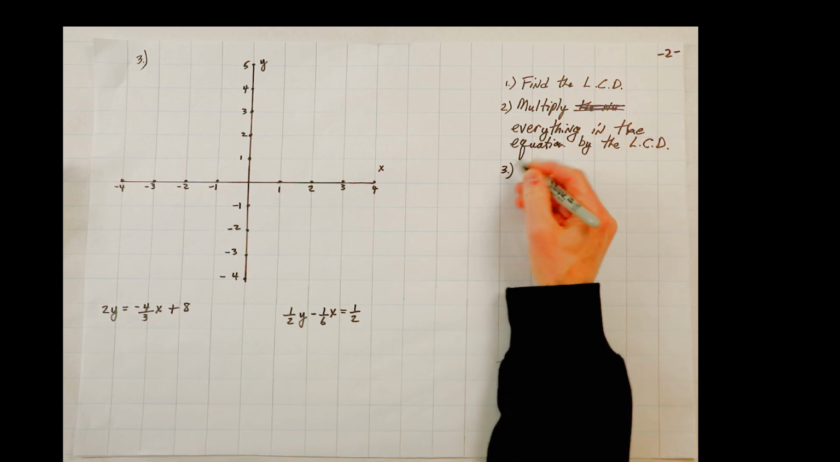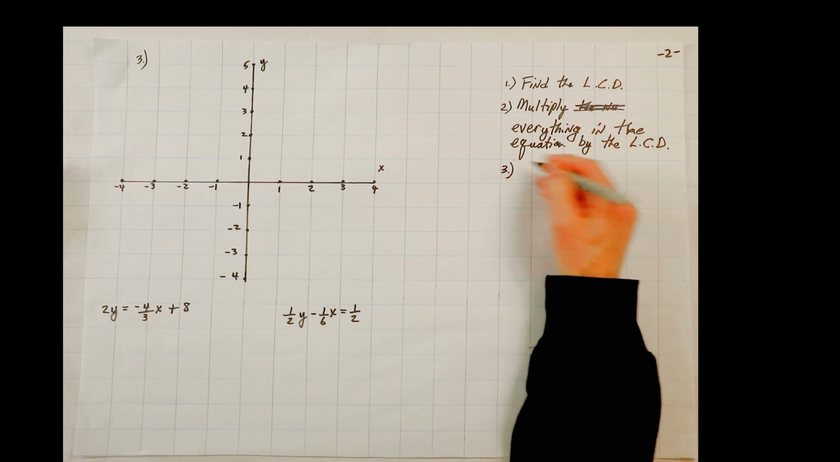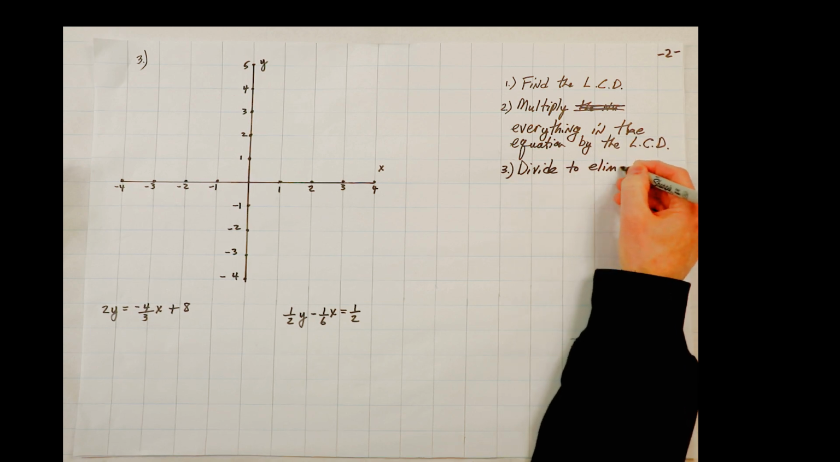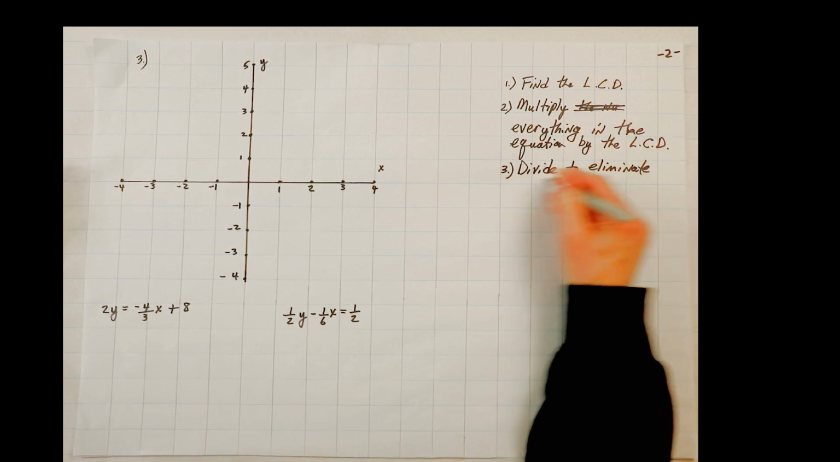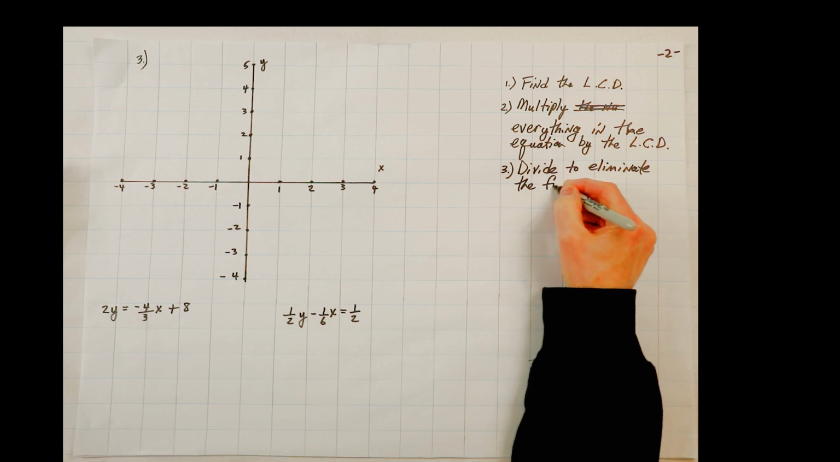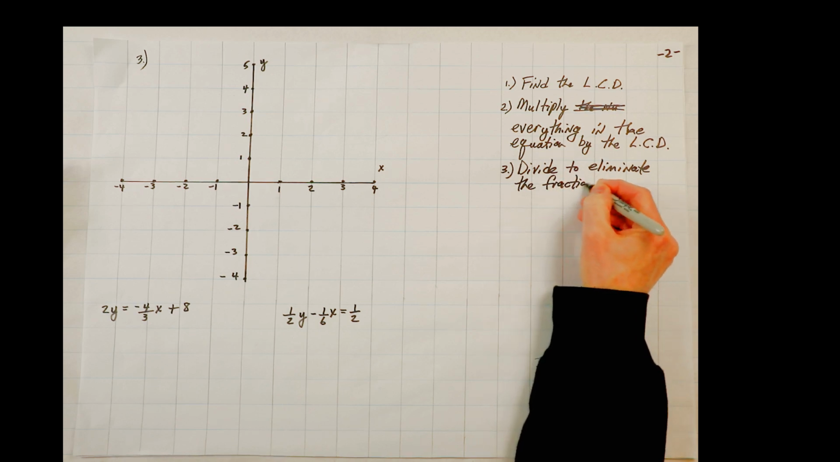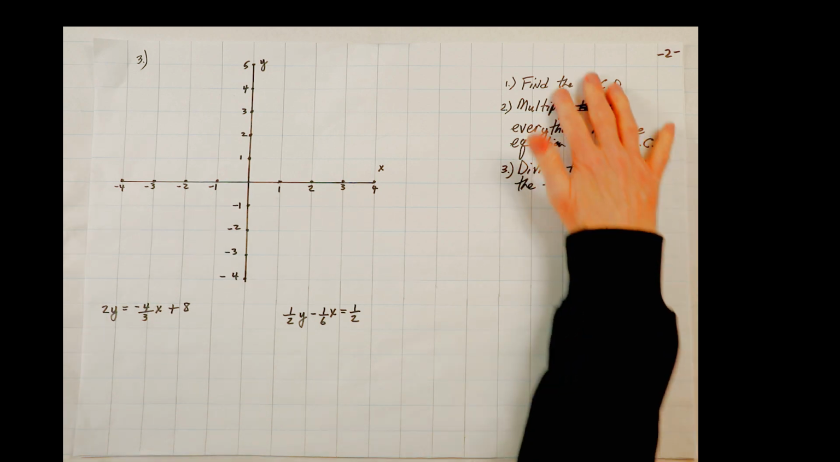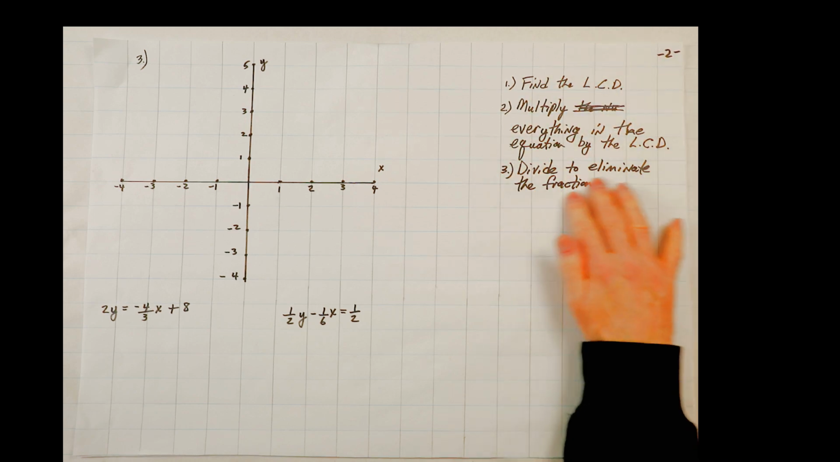Third step. Remember? Divide to eliminate the fractions. And after that, you put it in slope-intercept form. But those are the 3 steps to deal with the fractions right here.